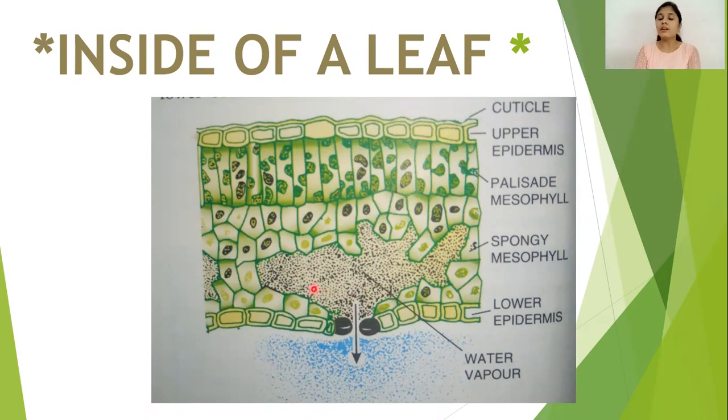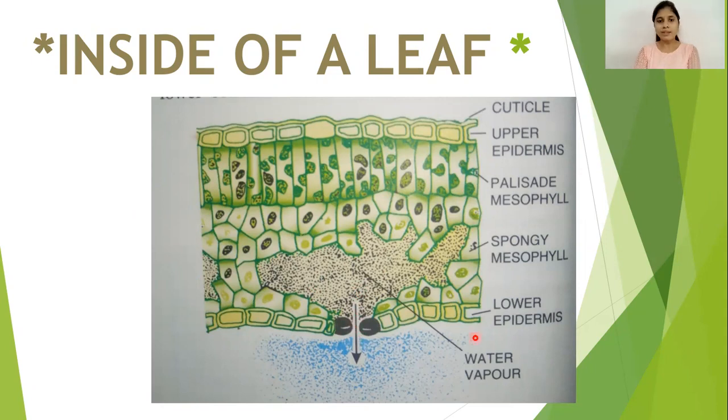Then the water from these intercellular spaces gets vaporized. It gets formed into vapor and then diffuses between these intercellular spaces. Finally, it is going to reach the substomatal area. From there, it is going to escape through the stomata.